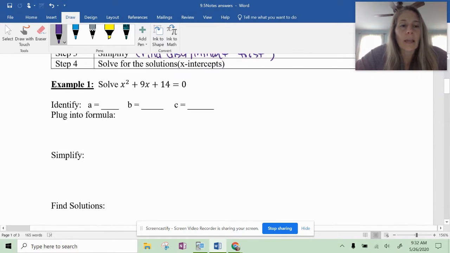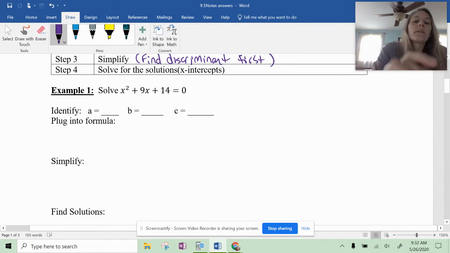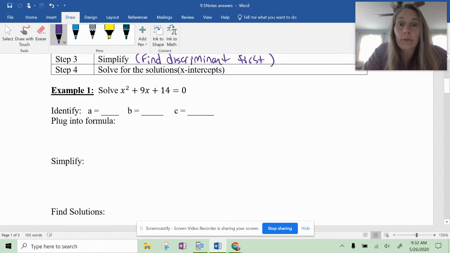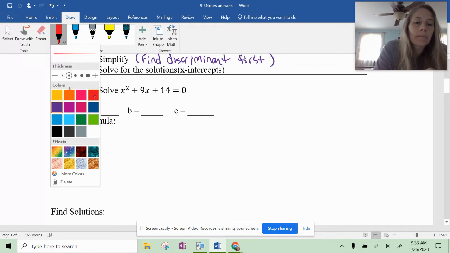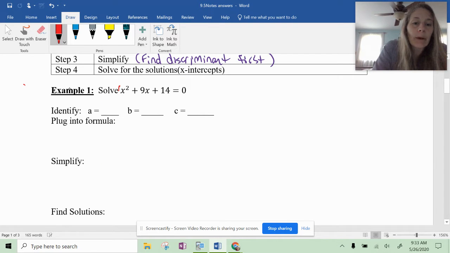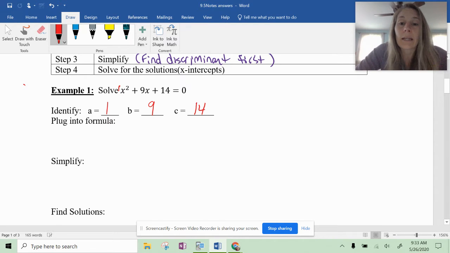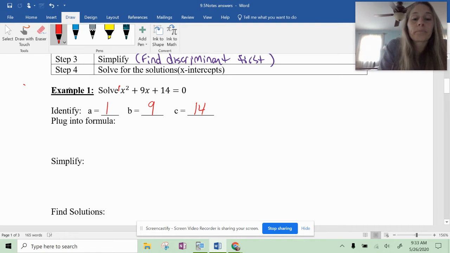Okay, so let's take a look at example 1. It says solve x squared plus 9x plus 14 equals 0. Now it's already in standard form. Everything is on one side of the equal sign and just equal to 0, or if it had y equals, that would be fine too. So we're going to find the a, b, and c. The a would be a positive 1 because it's the number in front of the x squared. B would be positive 9 because it's the number in front of the x. And c is going to be your constant, the 14 at the end. So now you want to plug into the formula.